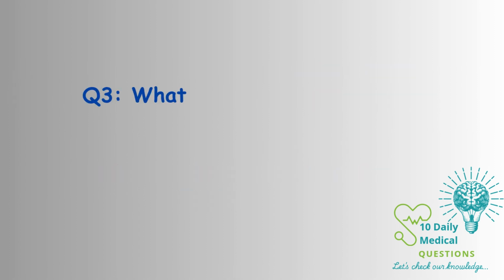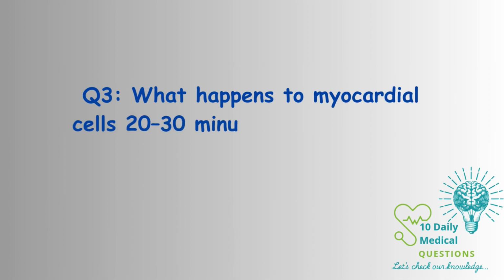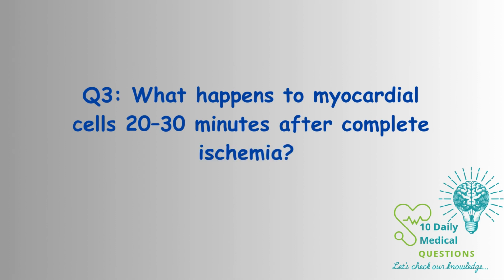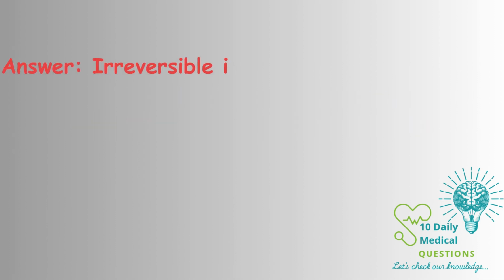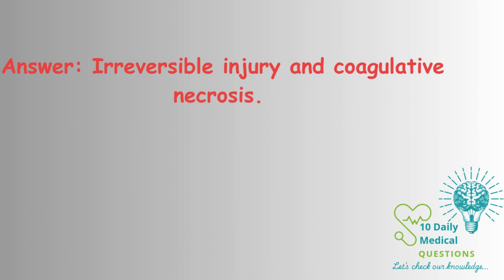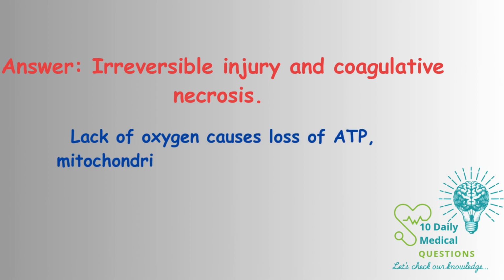Question 3. What happens to myocardial cells 20 to 30 minutes after complete ischemia? Answer: irreversible injury and coagulative necrosis. Lack of oxygen causes loss of ATP, mitochondrial damage, and cell death.